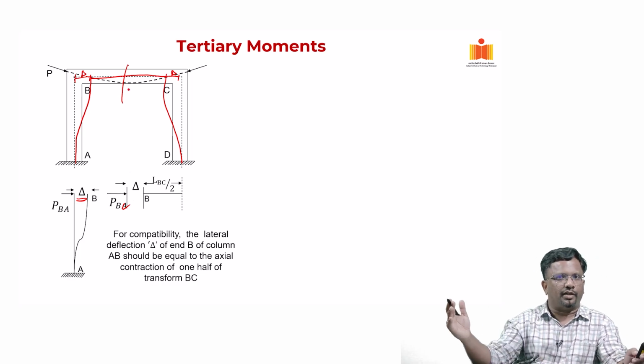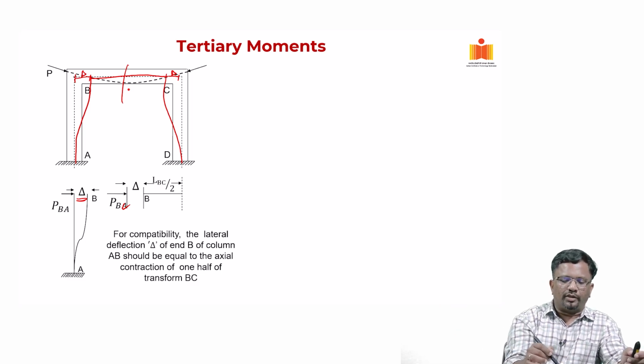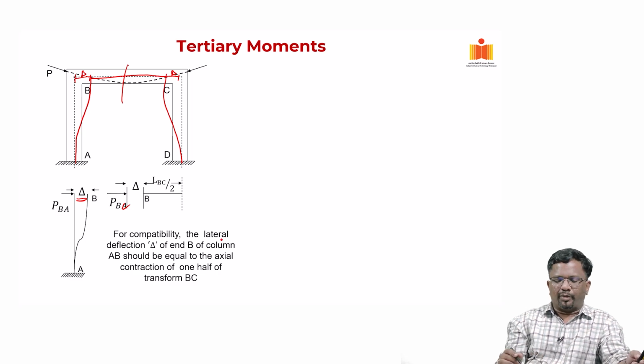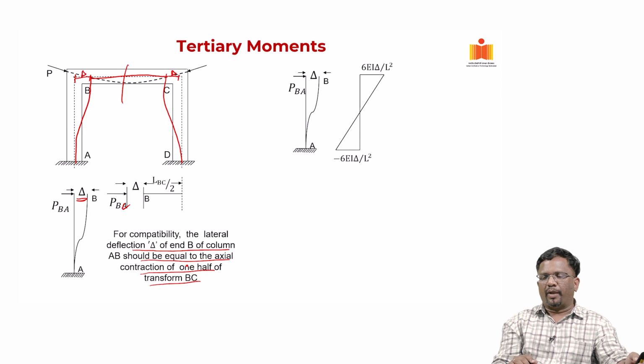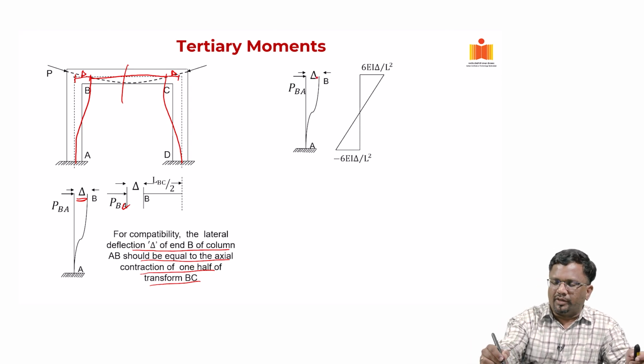that deformation, because on the other side half is being resisted by the right side support, right. So, the delta, the deformation that is happening in half of this BC, should be equal to the deformation happening in the member AB, right. So, for compatibility, the lateral deflection delta of the end of the column AB should be equal to the axial contraction of 1/2 of the member BC, right. If you make this assumption, we can find out, because I am going to have some chord rotation happening here like this, right.